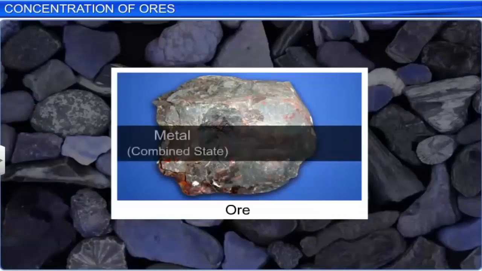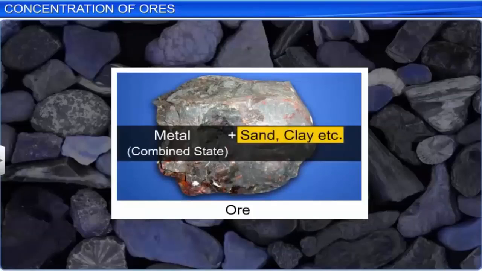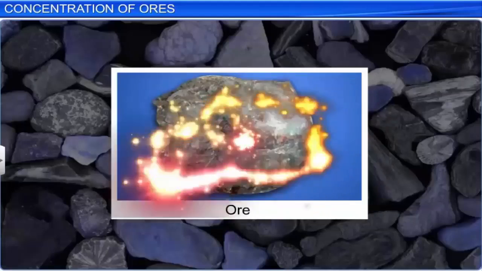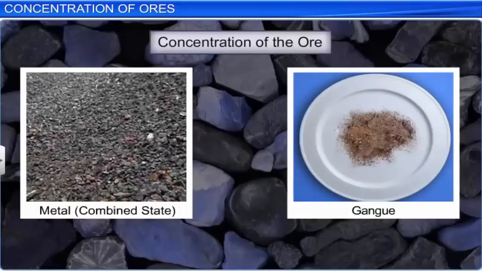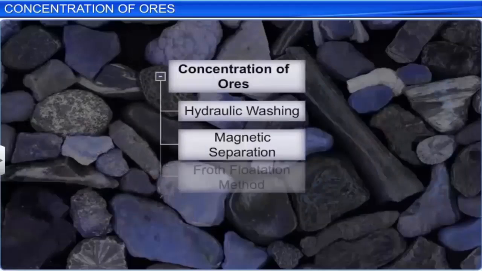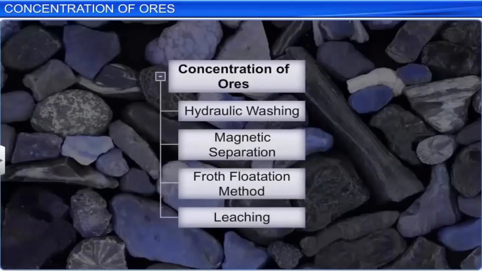An ore contains a metal associated with other earthy substances like sand, clay, etc. These substances are collectively known as gangue or matrix. The process of separating gangue from an ore is known as concentration of the ore. It is also called dressing or beneficiation. Metals can be concentrated from their ores using any of these methods: hydraulic washing, magnetic separation, froth flotation, or leaching.